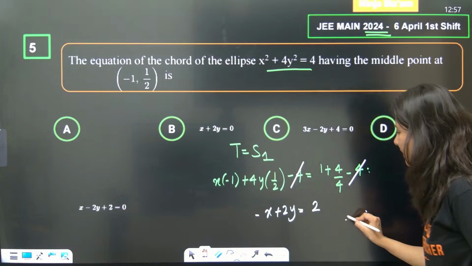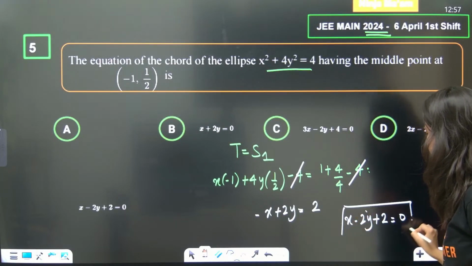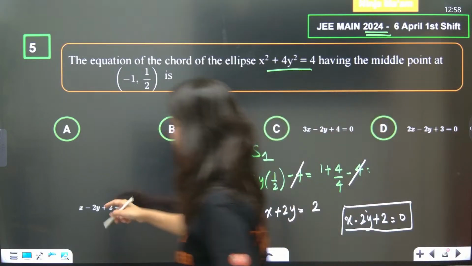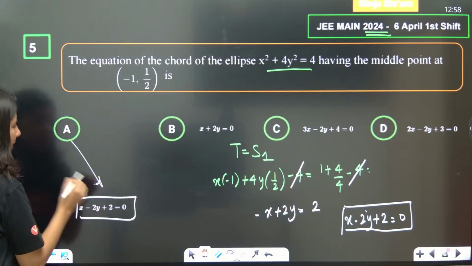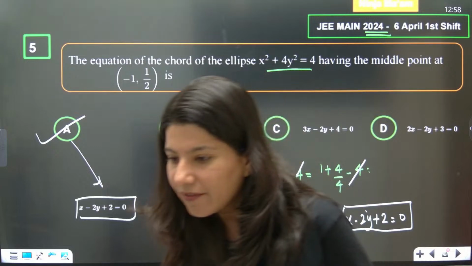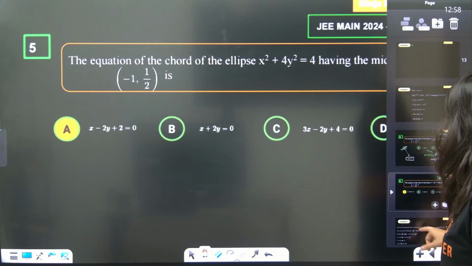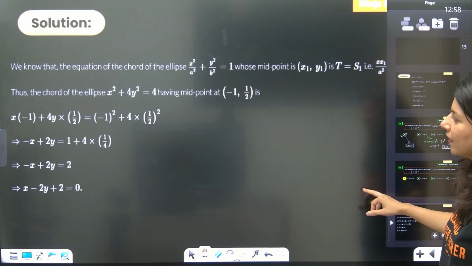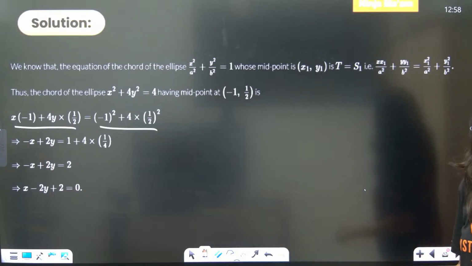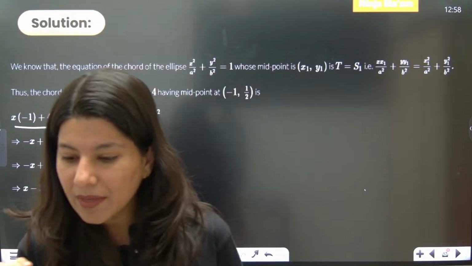So this is gone, and you are having minus x plus 2y equals 2, or you can say x minus 2y plus 2 equals 0. So this is option A actually. This is a little bit of a formatting error, but option A: x minus 2y plus 2 equals 0. Everybody, yes? Who is saying option B? Option B is incorrect. See, T equals S1, so this is your T and this is your S1. T equals S1 is a direct question within 10 seconds. I think everybody will be able to do that, okay?